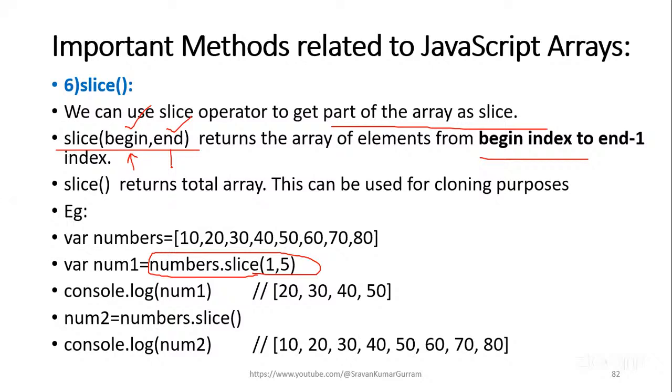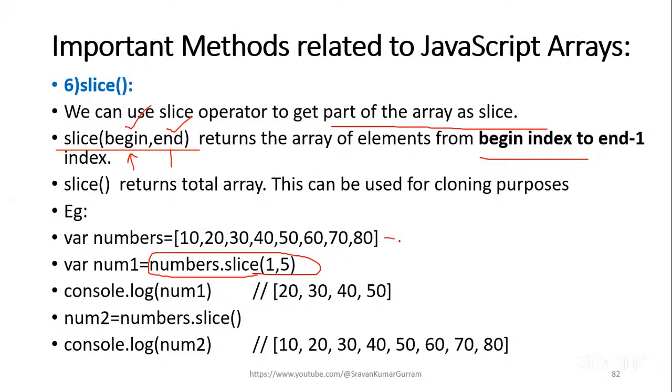Okay, slice(begin, end). This is used to retrieve the elements from the begin index, where begin and end are the numerical values that are used to represent the index values of the given elements. Begin means begin index. End means we are writing one index value, but end minus one index elements only will be printed. I will give an example to understand that.